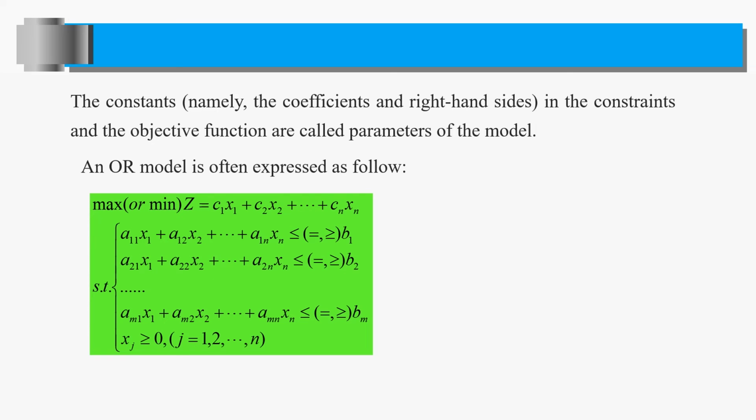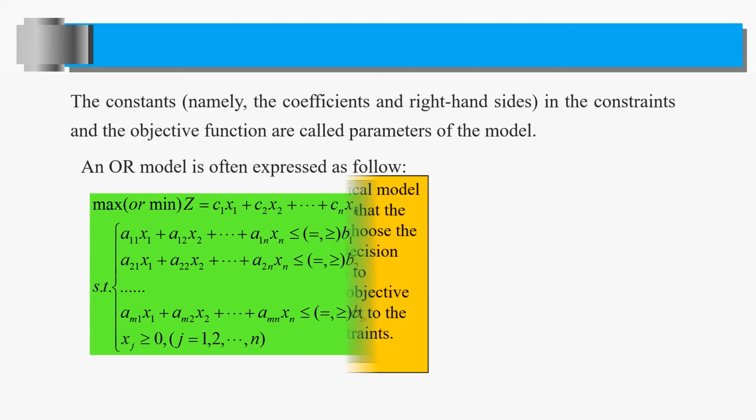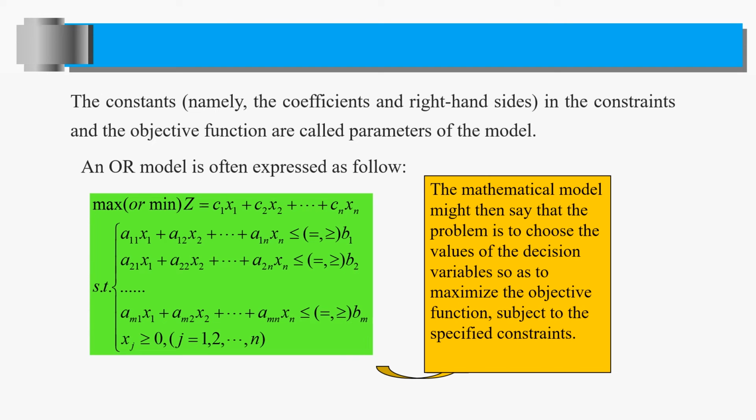An OR model is often expressed as maximizing a function z, which is a combination of all the variables x's, with all the constraints here. The mathematical model might then say that the problem is to choose the values of the decision variables so as to maximize the objective function subject to the specified constraints.